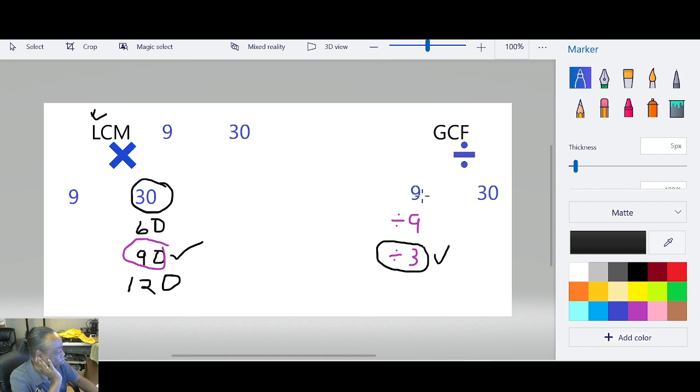So see how I started with the smallest number, and I just work my way down until I find something that will divide both. So that's a way of finding the least common multiple and the greatest common factor.